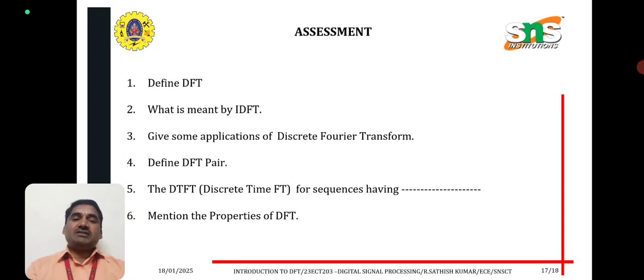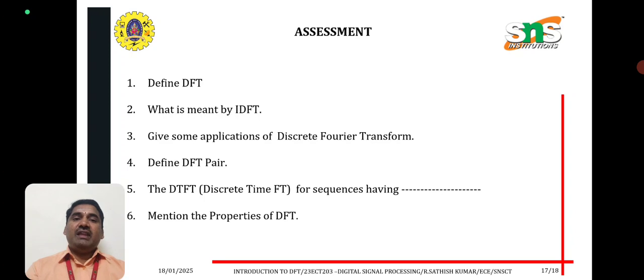Give some applications of the discrete Fourier transform. It is used in spectral analysis, image processing, signal processing, and then data compression, partial differential equations, etc. Define DFT pair. When we apply x of n to the DFT, it produces the output capital X of k. That capital X of k can be applied to the inverse discrete Fourier transform, which produces the output as the time domain representation x of n.